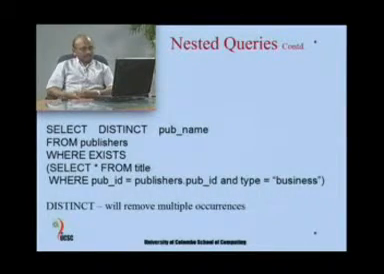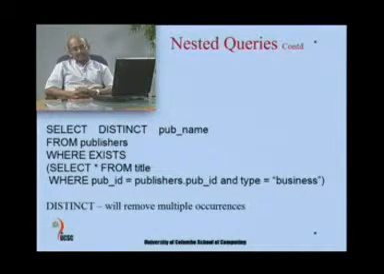So, if you first look at only the subquery, what you have is you are executing a select statement, select star from title, that means there is a table called title, you are taking all the fields of that table, satisfying some condition. The condition is pub id equals publisher dot pub id, that means we are matching the two publisher IDs.